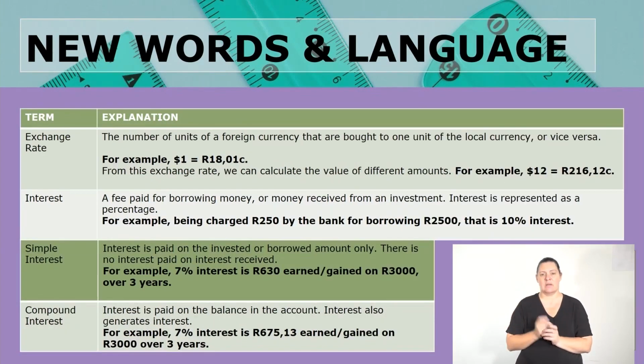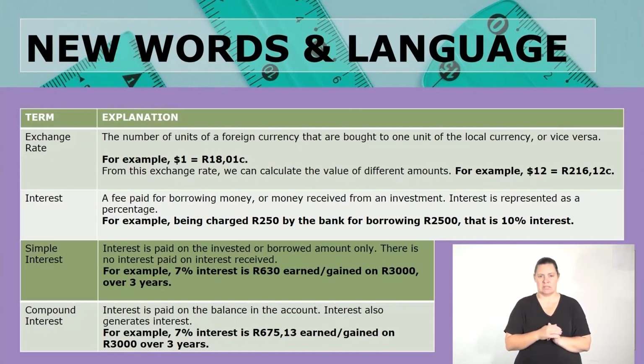Interest, a fee paid for borrowing money or money received from an investment. Interest is represented as a percentage. For example, being charged 250 rand by the bank for borrowing 2,500. That is 10% interest. Simple interest. Interest is paid on the invested or borrowed amount only. There is no interest paid on interest received. For example, 7% interest is 630 rand earned or gained on 3,000 over 3 years.